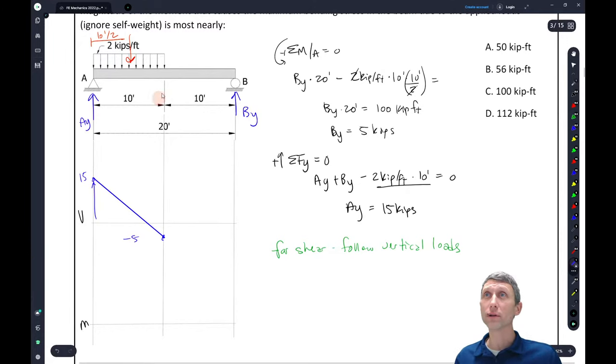Then we're going to get plus or minus, and we're going to get M was what? 7.5 kilonewton meters. So I need to do some unit conversions here. So 7.5 kilonewton meters, times 1,000 newtons per kilonewton, times 1,000 millimeters per meter. Okay, so that gives us our M value here.